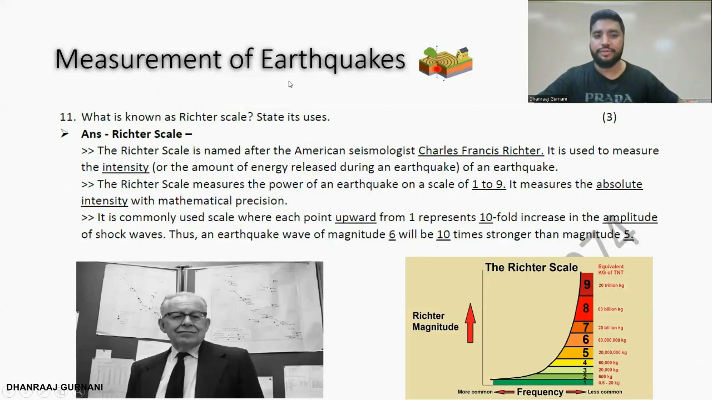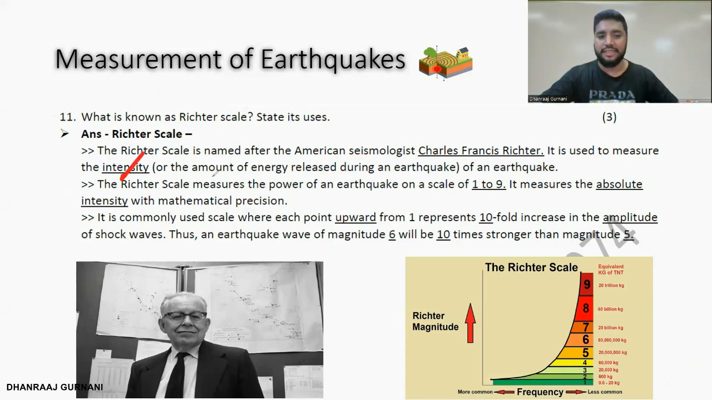Moving to the second measurement of earthquakes, question number 11, Richter scale. What is known as a Richter scale and state its uses? The Richter scale is named after the American seismologist Charles Francis Richter. Here is an image of Charles Francis Richter. The Richter scale is used to measure the intensity of an earthquake.